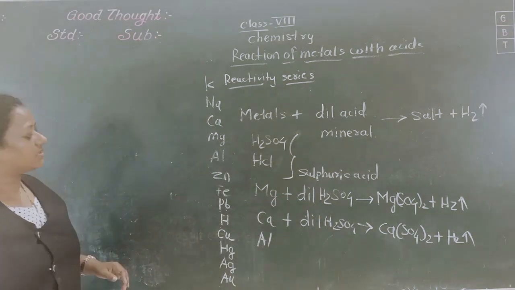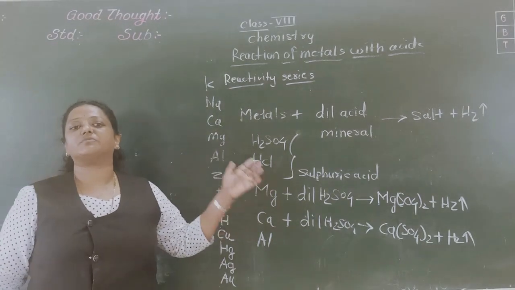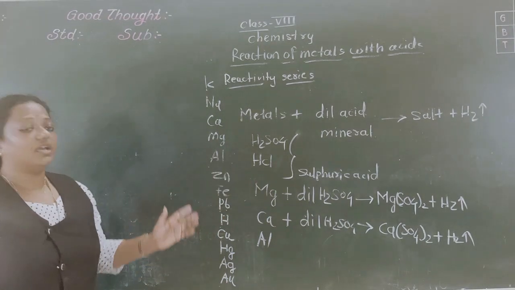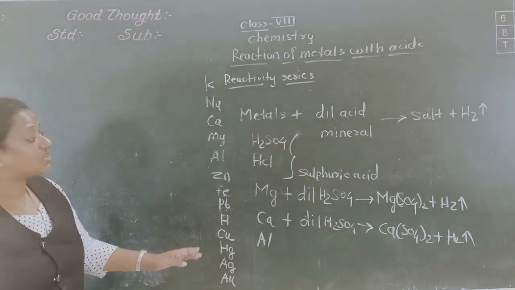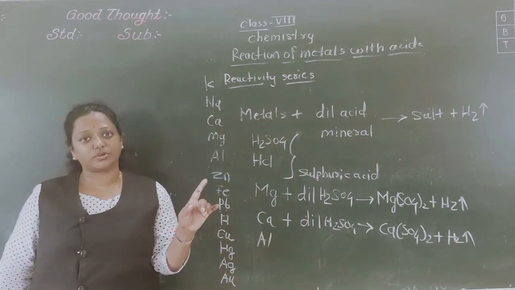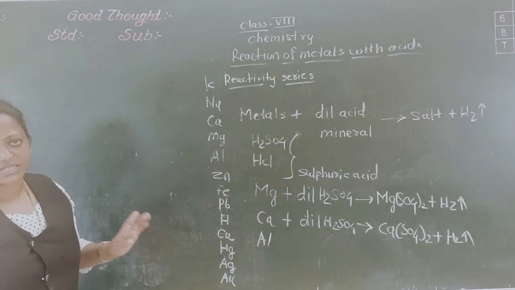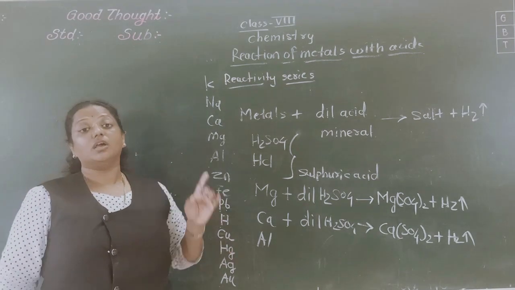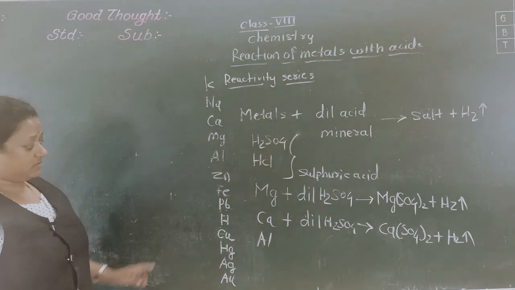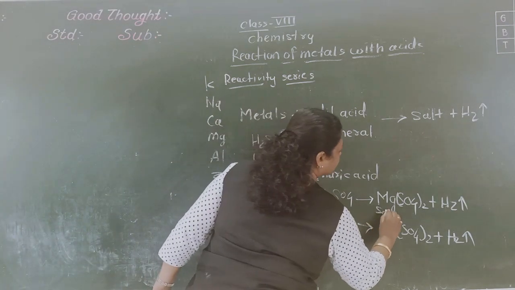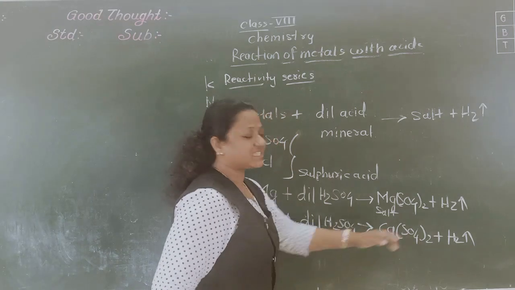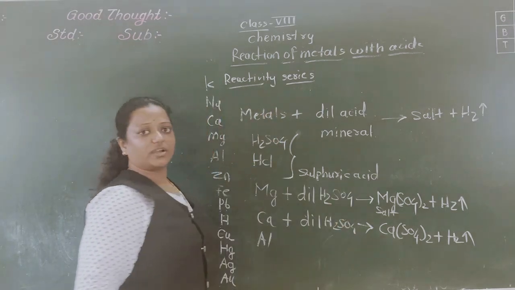If you take zinc, then zinc sulfate can be formed. If you take Fe, then ferrous sulfate can be formed. Balancing of a chemical reaction, please don't ignore it. You should know what the products are going to be formed. This is salt, this is magnesium, this is salt. This is calcium sulfate, this is also salt.